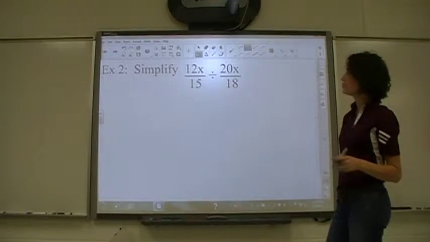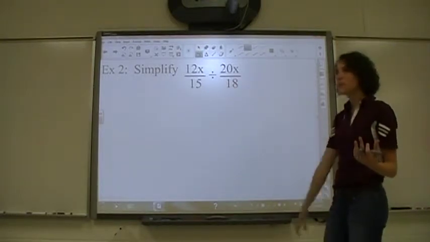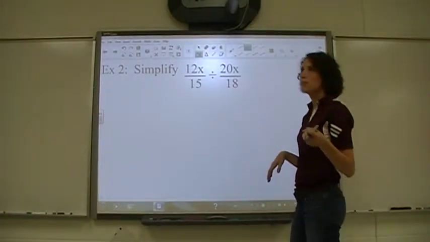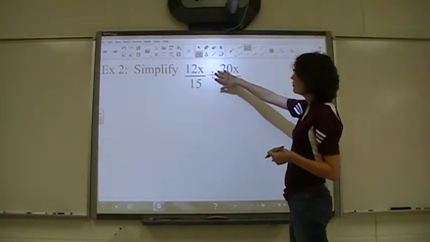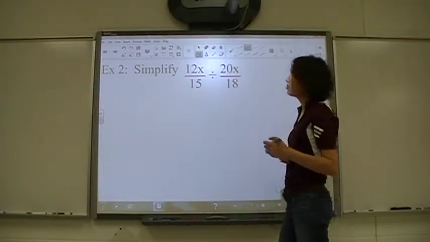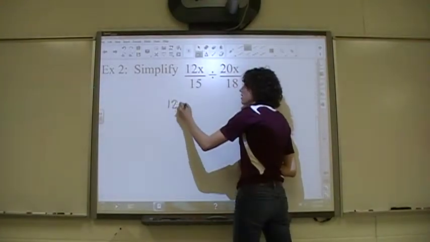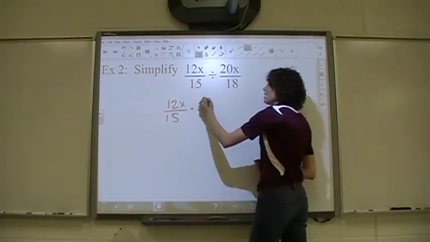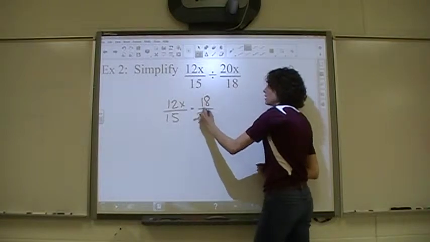Alright, let's try a division problem. Now this is the same exact problem, but instead we have division in the center. What I want you to do to make this problem so much easier is, when you're dividing fractions, you take the second one, the one at the back, flip it, and multiply. So really I have 12x all over 15 times, flip the back, 18 all over 20x.